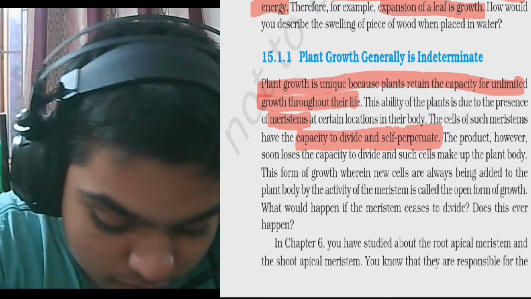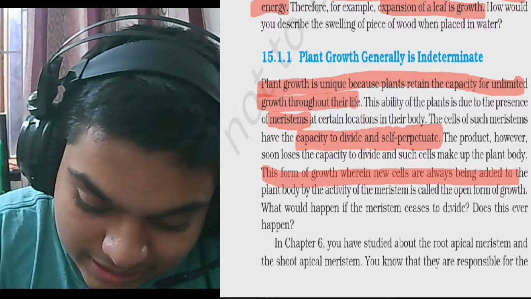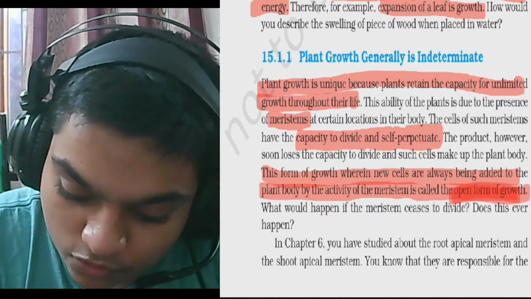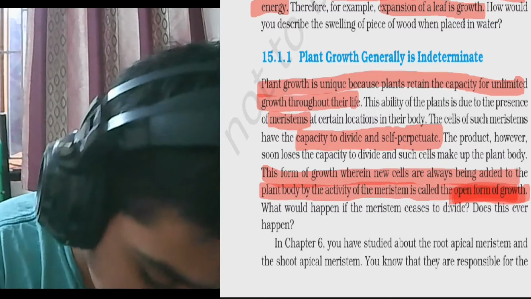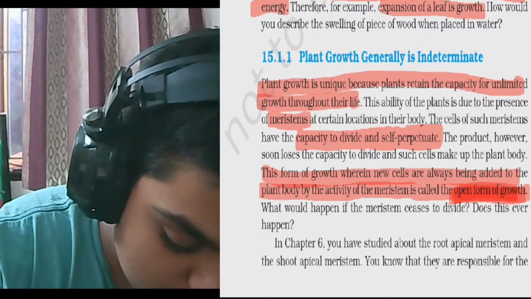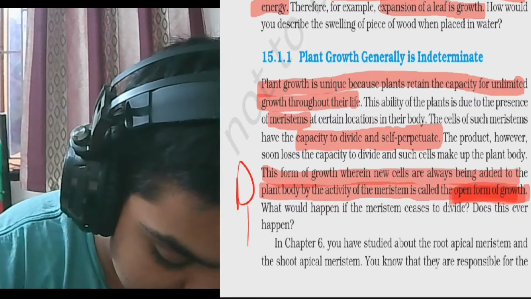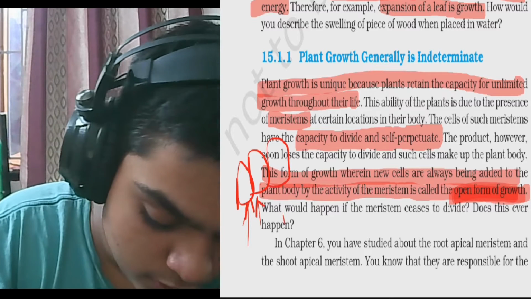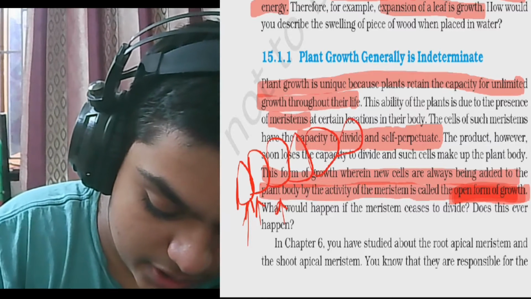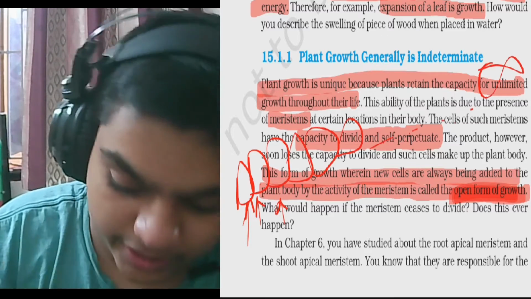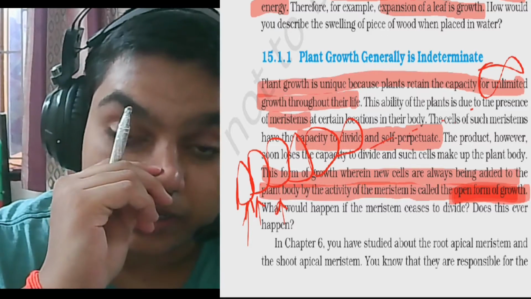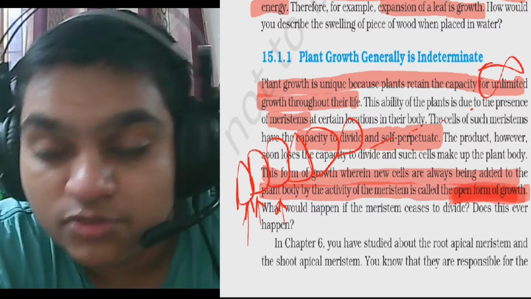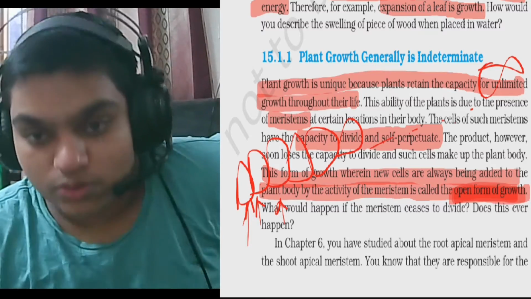Now this form of growth, in which new cells are being added to the plant body by the activity of meristems, is called open form of growth. Always a new cell is being added to the plant. This is one cell, another cell is added, two cells; another is added, three cells, 4, 5, 6, 7, infinite, till they die. This form of growth is termed as open growth.